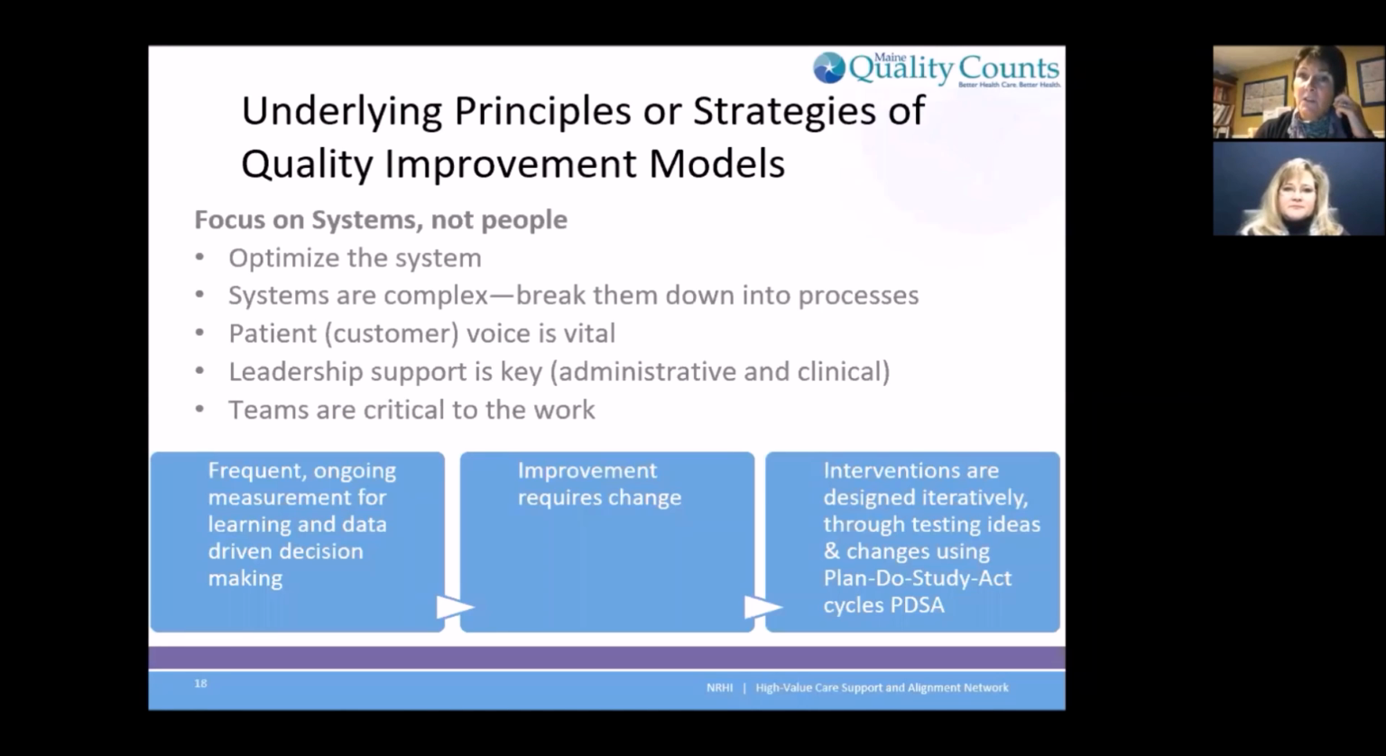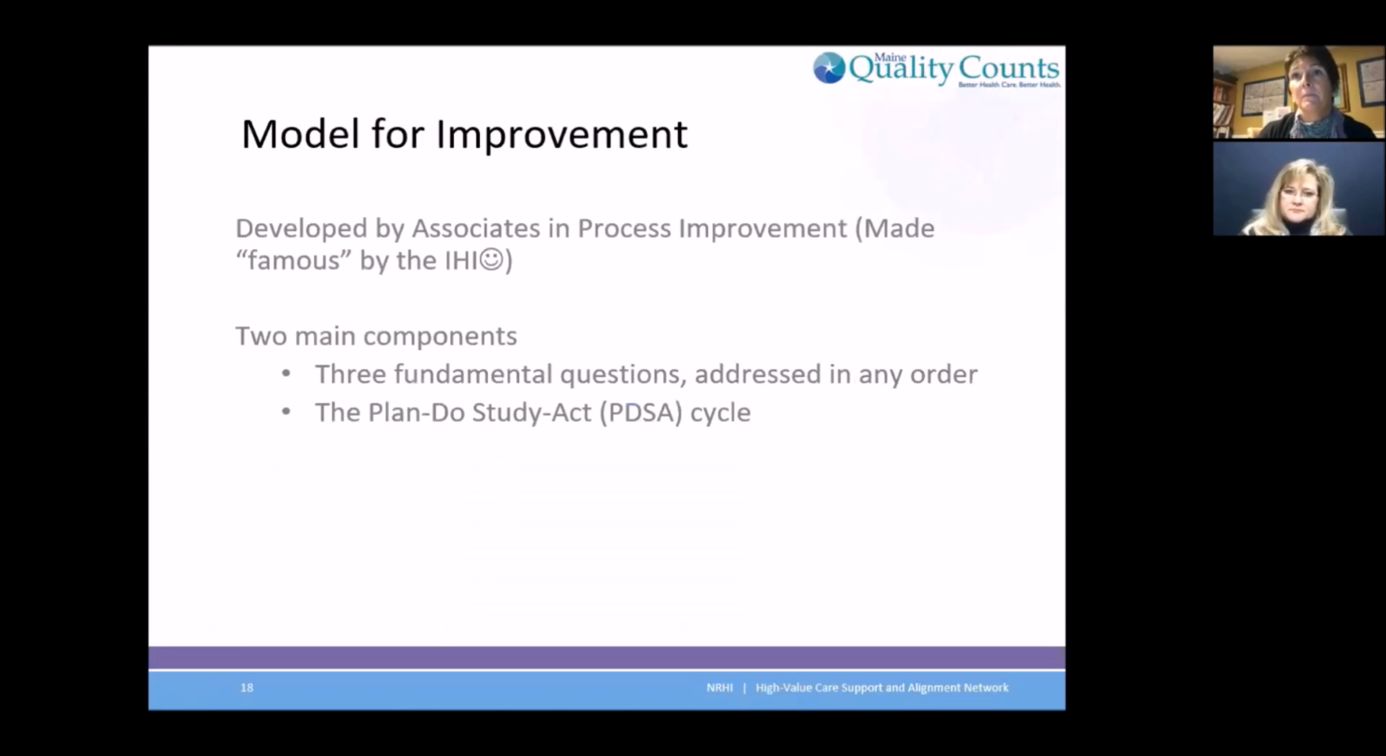So I think the good news is there are lots of models that can help us close the gap in care and improve our care. And the other good news is there's lots of commonalities between all of them. But as I said, we will talk about the model for improvement because it is, in the evolution of models, one of the more recent, actually the most recent.